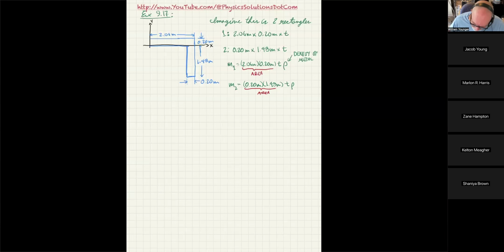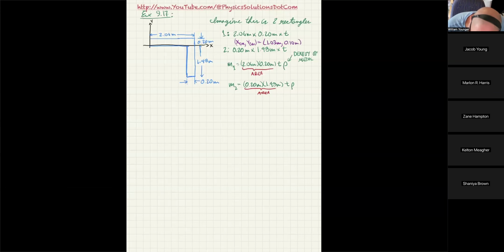And now I also have to find out what the center of mass is. Well, the center of mass for one is going to be this. So let's say XCM, YCM for that first rectangle. Obviously, it's going to be halfway to the right, so that's 1.03 meters. And it's also going to be halfway upwards, so that one's going to be 0.10 meters.